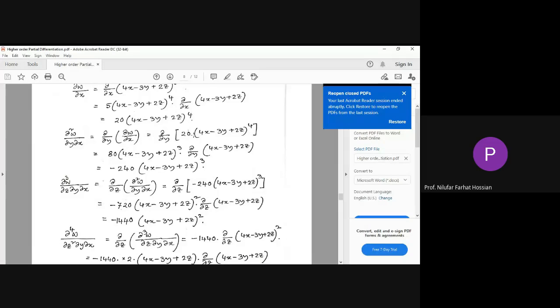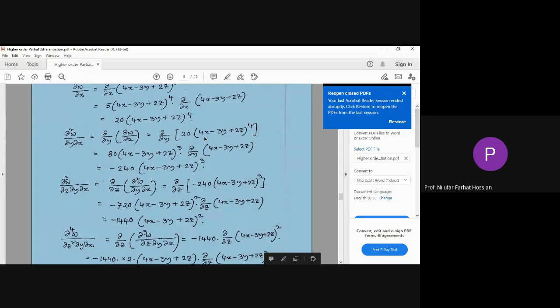20 into what? Del y of this whole thing. So consider this whole thing as y to the power 4. That means after differentiation with respect to y, it will give you 4y cube. So 4 into 20 is 80, and this whole thing to the power 3. Okay, but you have to multiply it with what? Del y of this whole thing, because it is not simply y, it is 4x minus 3y plus 2z.